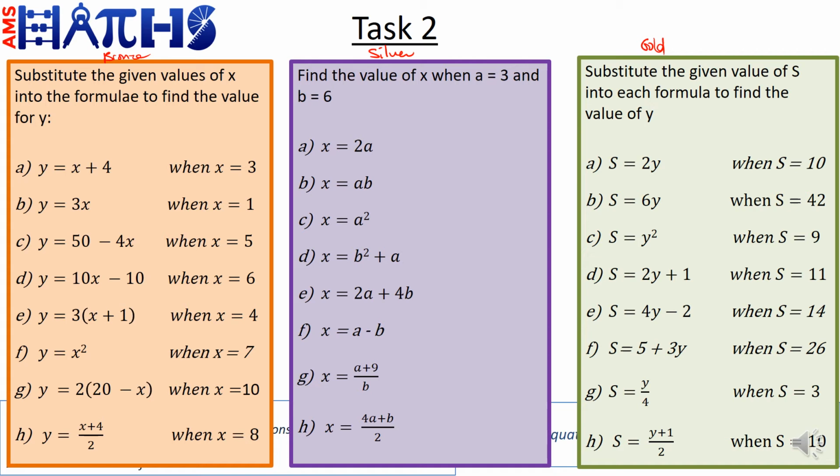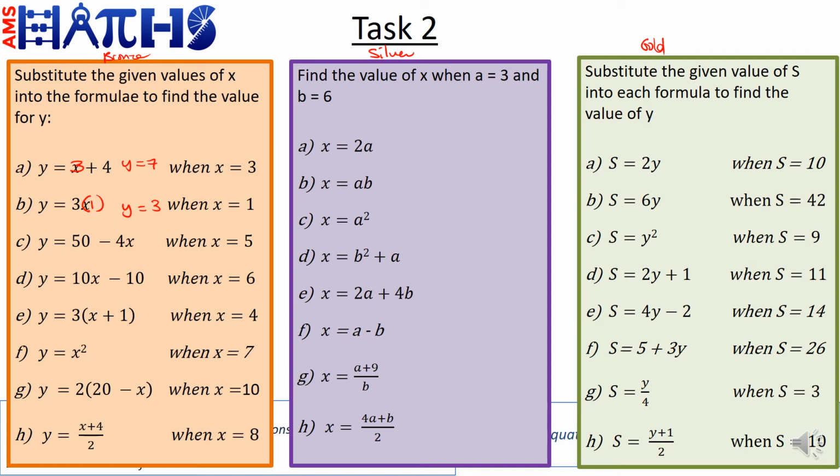Okay, for the orange box, it says we need to substitute the value of x into the formula to find out the value of y. So for the first one, it says when x is 3, we work out y. So replace the x with 3. So that's 3 plus 4 is equal to 7. So y equals 7. Here, this time y equals 3x when x is 1. So we're going to replace this x with 1, so it's 3 times 1, so y is equal to 3.